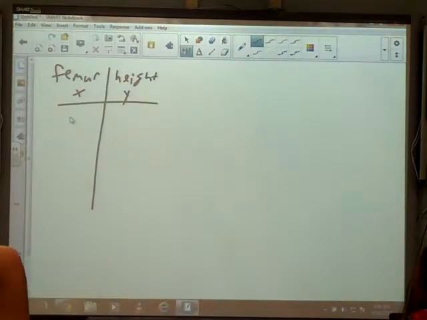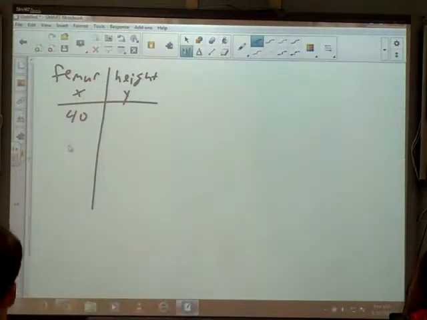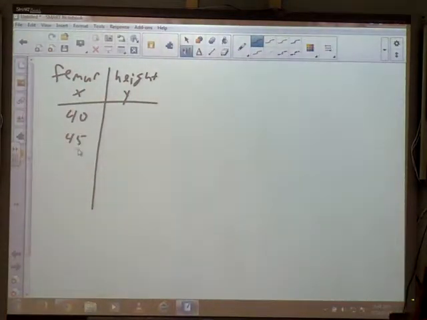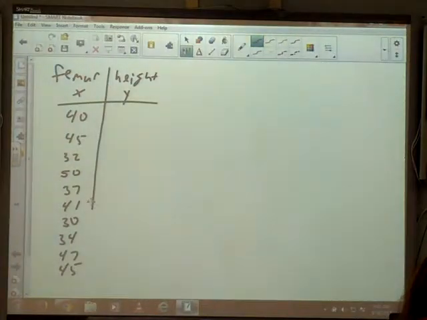I've got 40, 45, 32, 50, 37, 41, 30, 34, 47, and 45. So there's all my femur lengths.